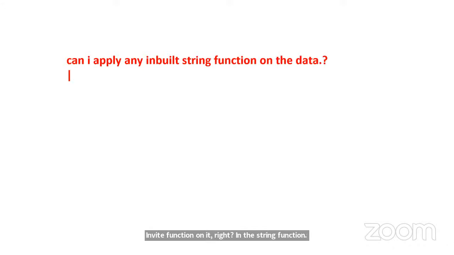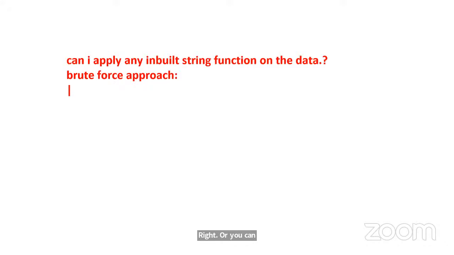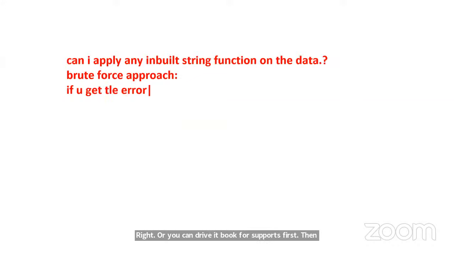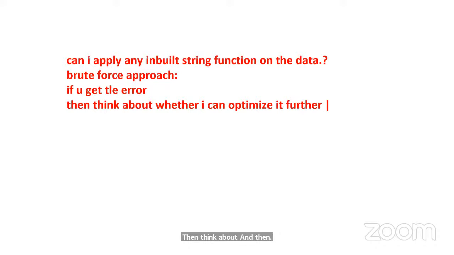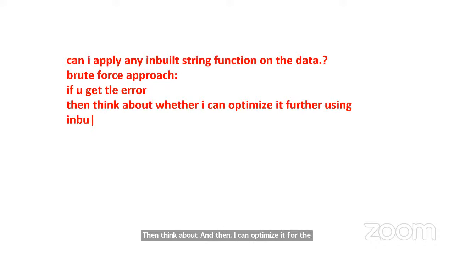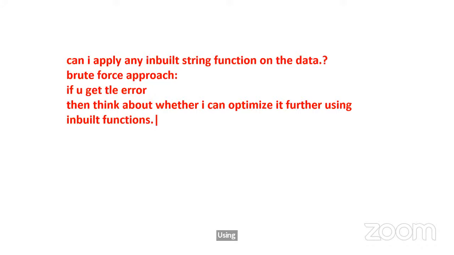If it is possible, you can go with it. Otherwise, you can apply your brute force approach, right? Or you can try with brute force approach first. Then if you get a TL error, then think about whether I can optimize it further using inbuilt functions, right? So this is the way you should try to solve.